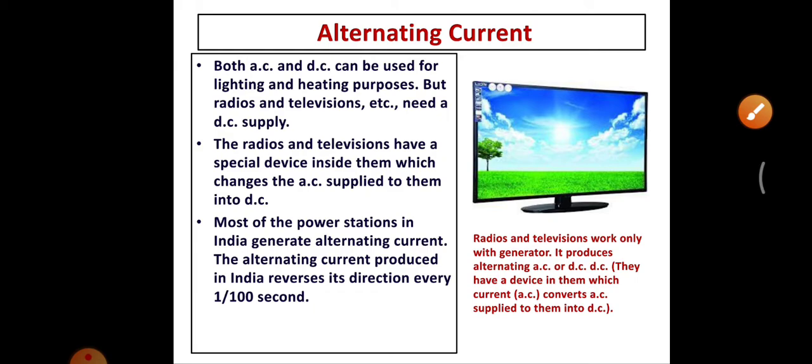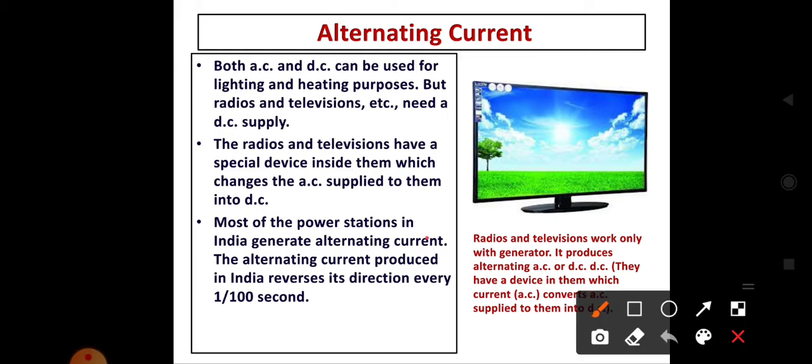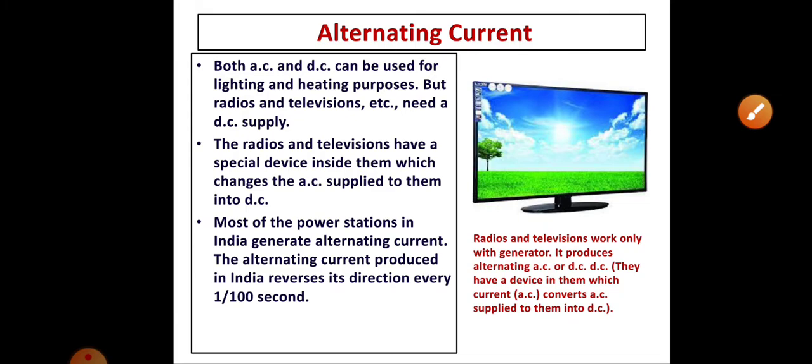Most of the power stations in India generate alternative current. So comparing to the DC current, the alternative current has more advantages. So most of the power stations generate alternative current only. The alternative current produced in India reverses its direction every 1 per 100 seconds. I will explain to you what is the meaning of that in electric generator.